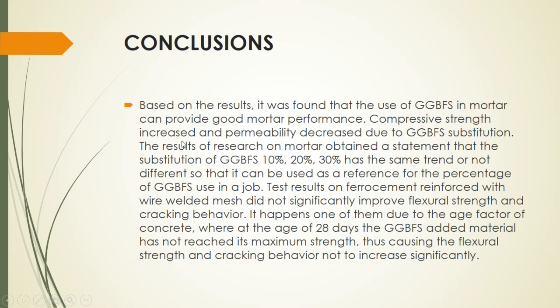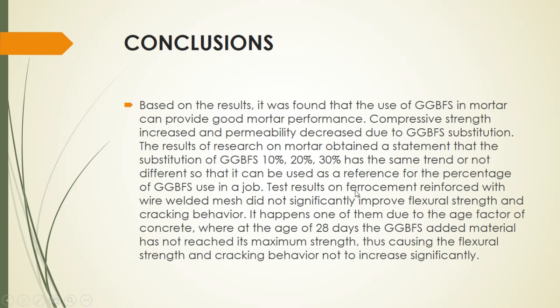Conclusion. Based on the result, it was found that the use of GGBFS in mortar can provide good mortar performance. Compressive strength increases and permeability decreases due to GGBFS substitution. The results of research on mortar obtained a statement that the substitution of GGBFS 10%, 20%, 30% has the same trend or is not different, so that it can be used as a reference for the percentage of GGBFS used in a job.